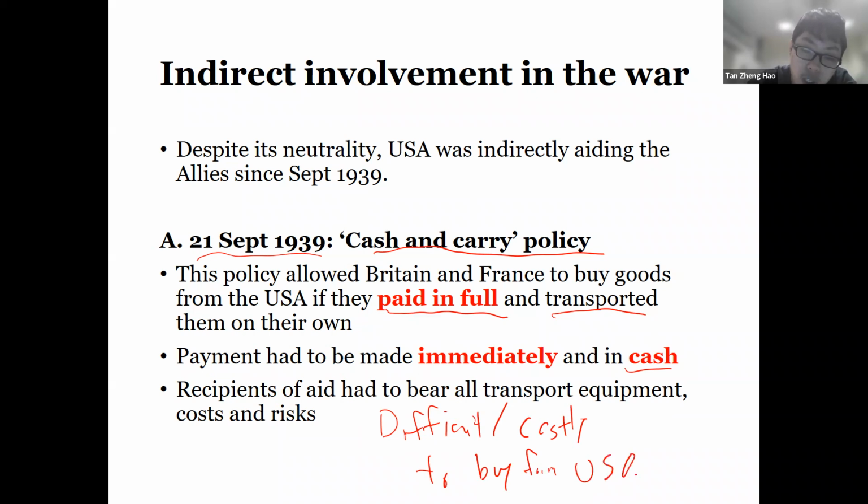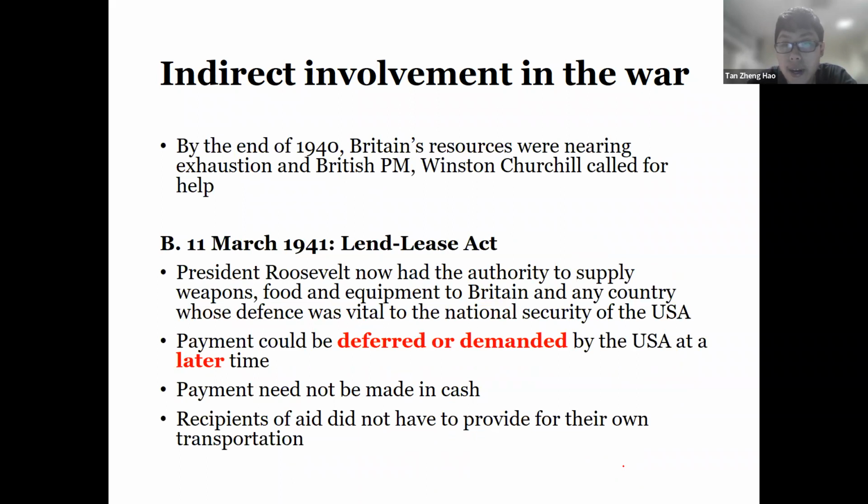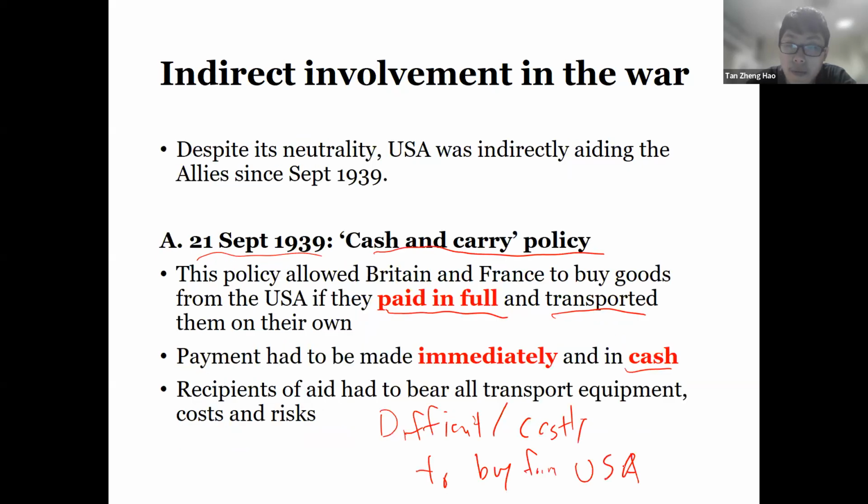Okay, so at first the USA was making it a bit difficult for the Allies to buy very important supplies to fight Germany. But the stance soon changed. By 1940, Britain's resources were very near exhaustion, and the British, the Allies, were really desperate for help. And the USA, at first, made it very difficult to buy from them.